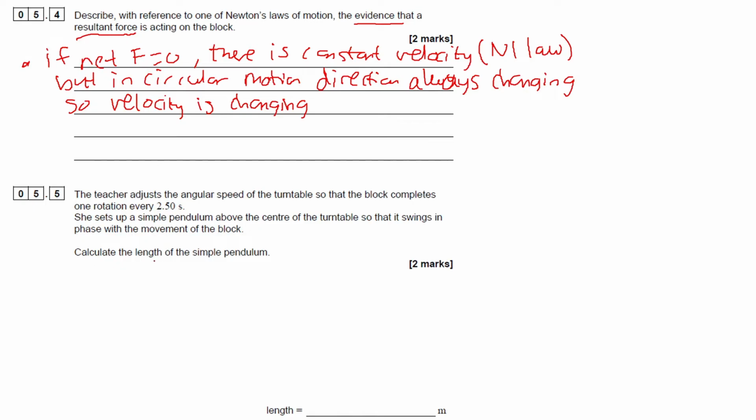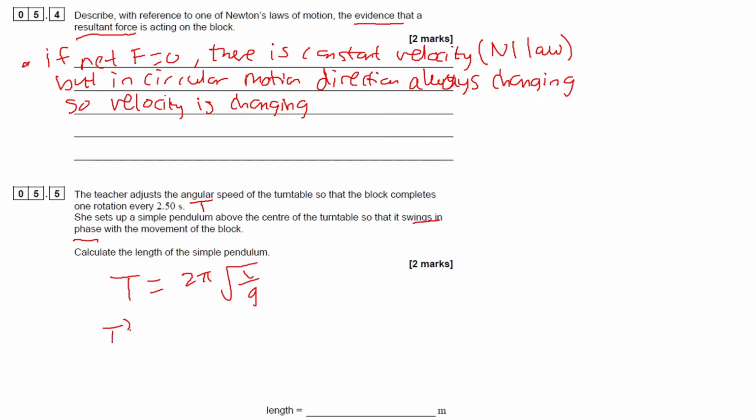This question here, we need to find the length of the pendulum, and they tell us in the question that the turntable of the block completes one rotation in 2.5 seconds, so that's the time period, and the pendulum is in phase with this block, so it must have the same time period. In the formula sheet, we have the time period equation as 2 pi root L over g, and since it has the same time period, we just need to rearrange this for L.